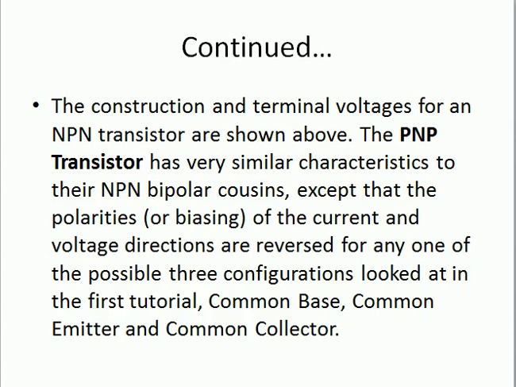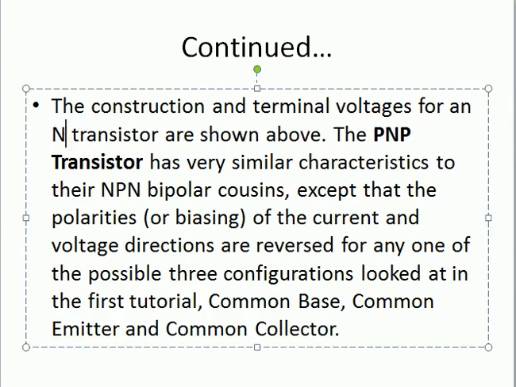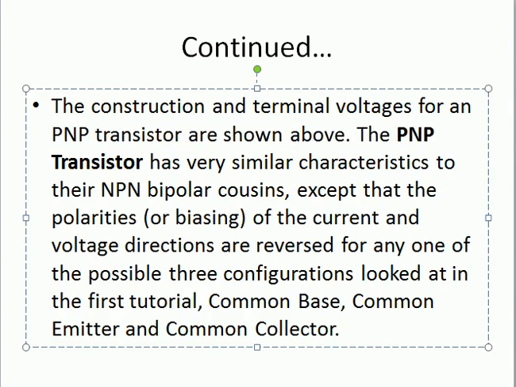The PNP transistor has very similar characteristics to that of the NPN transistor, except that the polarities of the currents and the voltage directions are reversed for any one of the possible three configurations we looked at in the first tutorial, that was about the different configurations of the transistor: the common base, common emitter and common collector. So one correction here I must do, that is the PNP transistor.